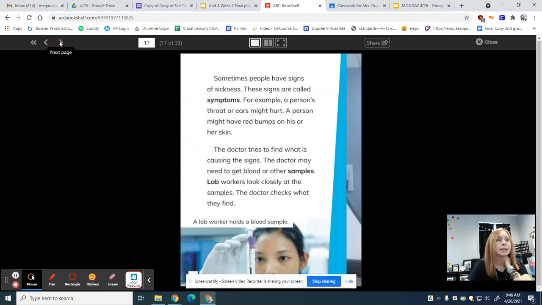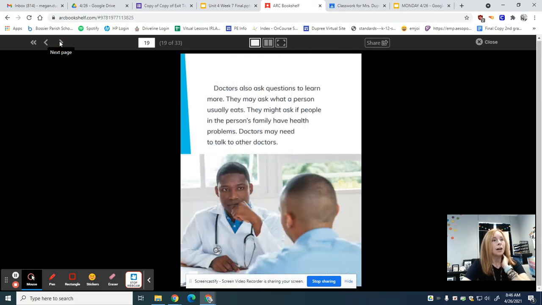Sometimes people have signs of sickness. These signs are called symptoms. For example, a person's throat or ears might hurt. A person might have red bumps on his or her skin. The doctor tries to find what is causing the symptoms. The doctor may need to get blood or other samples. Lab workers look closely at the samples. The doctor checks what they find. Doctors also ask questions to learn more. They may ask what a person usually eats. They might ask if people in the person's family have health problems. Doctors may need to talk to other doctors.